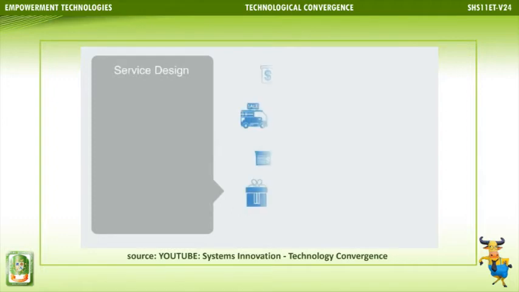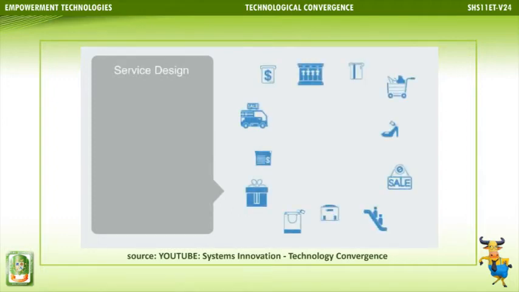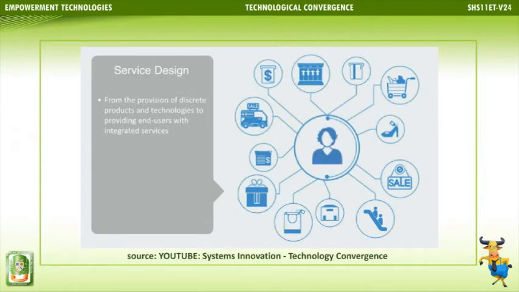The services revolution is an economic paradigm shift that moves the focus of economic activity from the provision of discrete products and technologies to providing end users with integrated services called product-service systems. Within this paradigm, the focus is on the end user and providing them with not just a once-off product, but instead a seamless service experience. This is a much more sophisticated business and marketing model that adds value and differentiation, and it is aligned with the dominance of the services sector within post-industrial economies. The services revolution is a key factor leading to convergence in that it is focused on integrating disparate technologies into single, seamless service experiences.